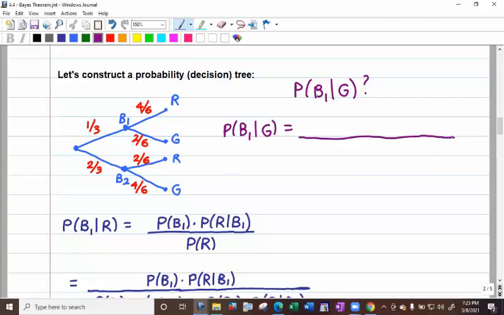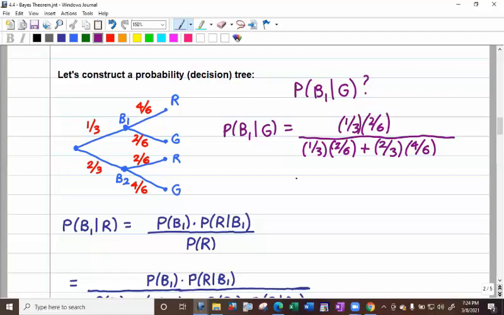Let me do the bottom part first. The bottom part is going to be everything that goes to G. So you see B1 goes to G: 1/3 times 2/6. And then B2 goes to G right there. See that? So B2 to G is 2/3 times 4/6. And the top, because the question is asking B1 given G, the top will just be B1 and G right there. The top's only going to have one little product on it. So B1 and G, it's going to be the 1/3 times 2/6.